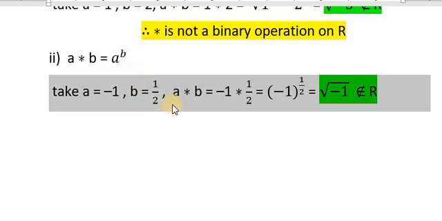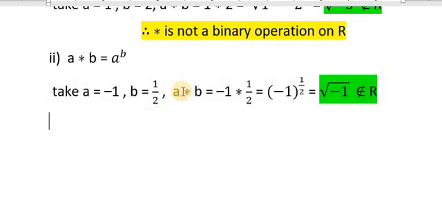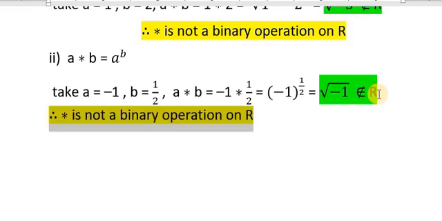For this also, I have taken a is equal to -1, b is equal to half. a star b is equal to -1 star half, which is nothing but -1 to the power of half, because a star b is equal to a power of b. So here again it is a root of a negative number. So root of -1 is an imaginary number, which does not belong to R. So in this case also, star is not a binary operation.